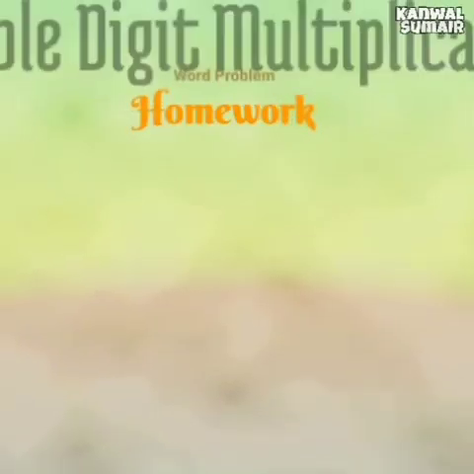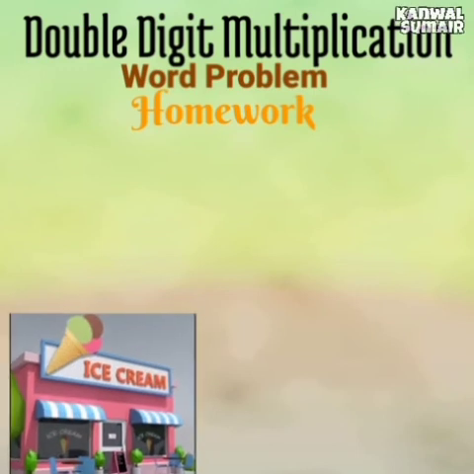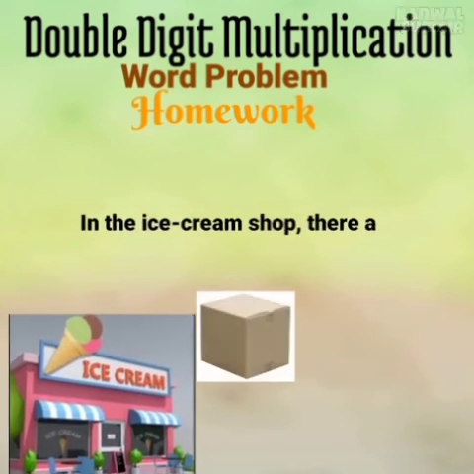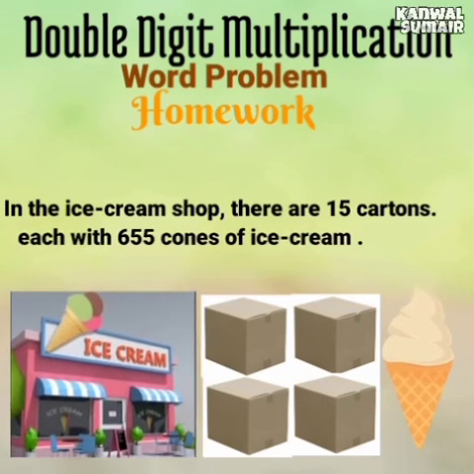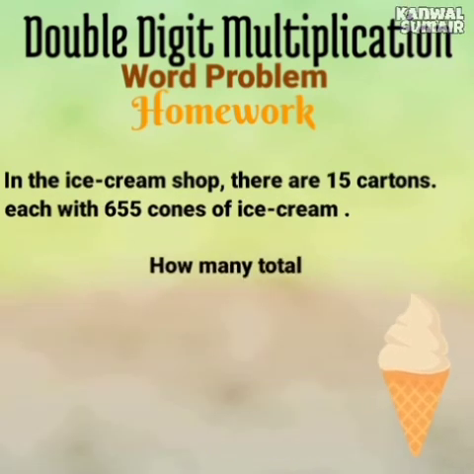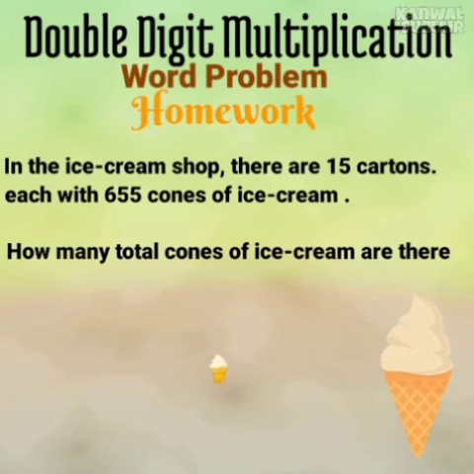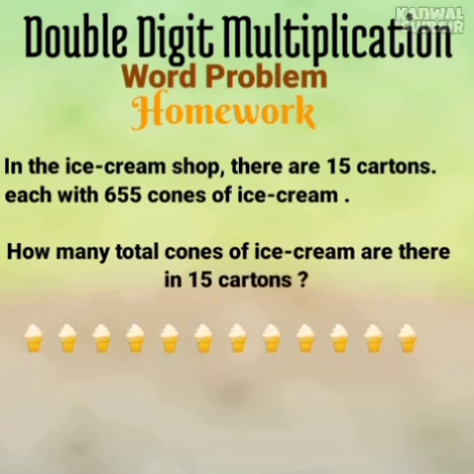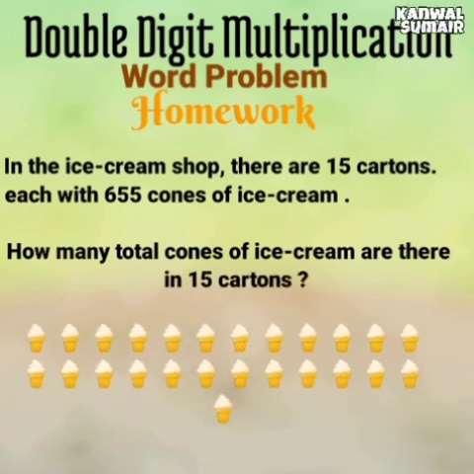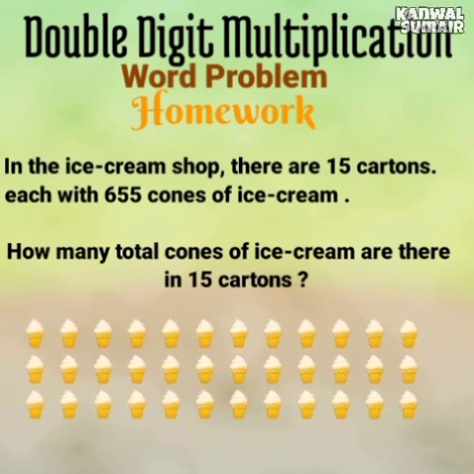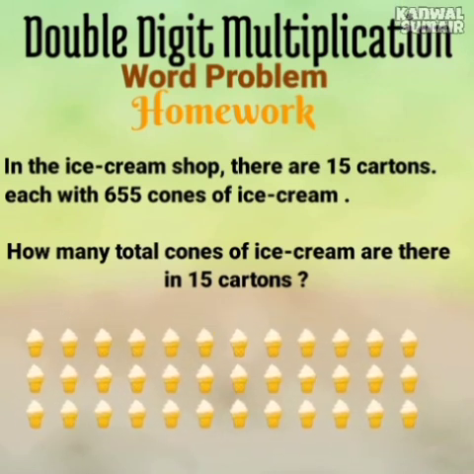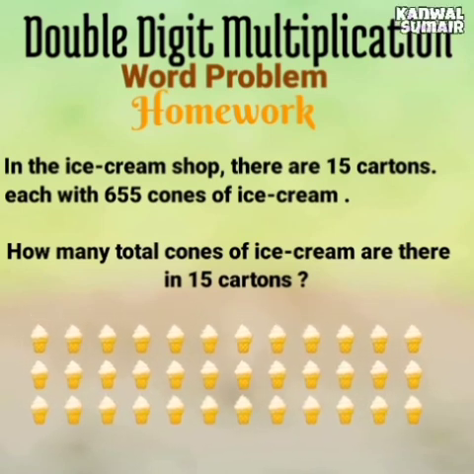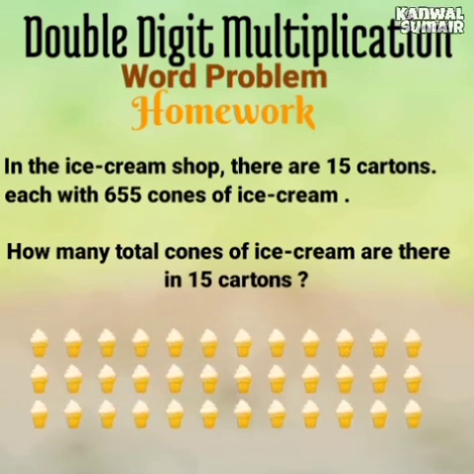Let's see the homework. In an ice cream shop, there are 15 cartons, each with 655 cones of ice cream. How many total cones of ice cream are there in 15 cartons? Do your homework, self-correct it before submission to ensure it is error-free. Then turn it in. Make sure the snapshot is attached.